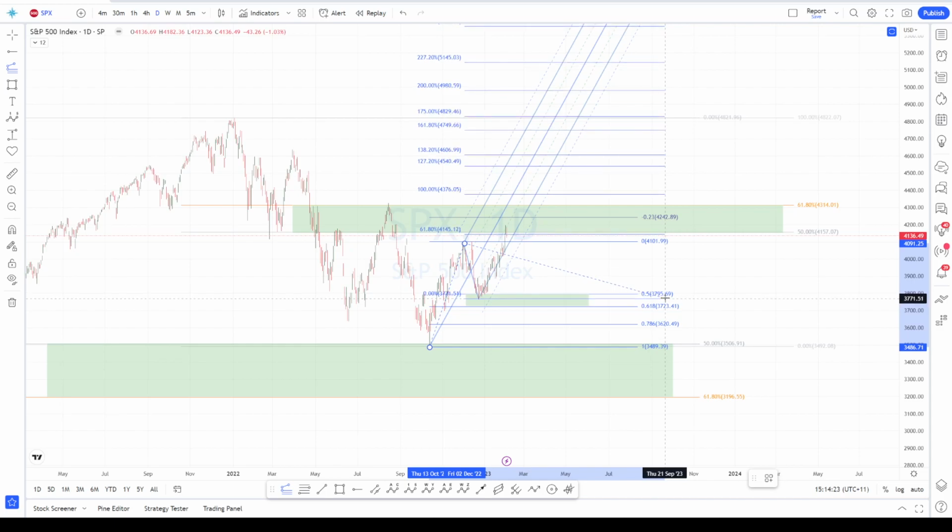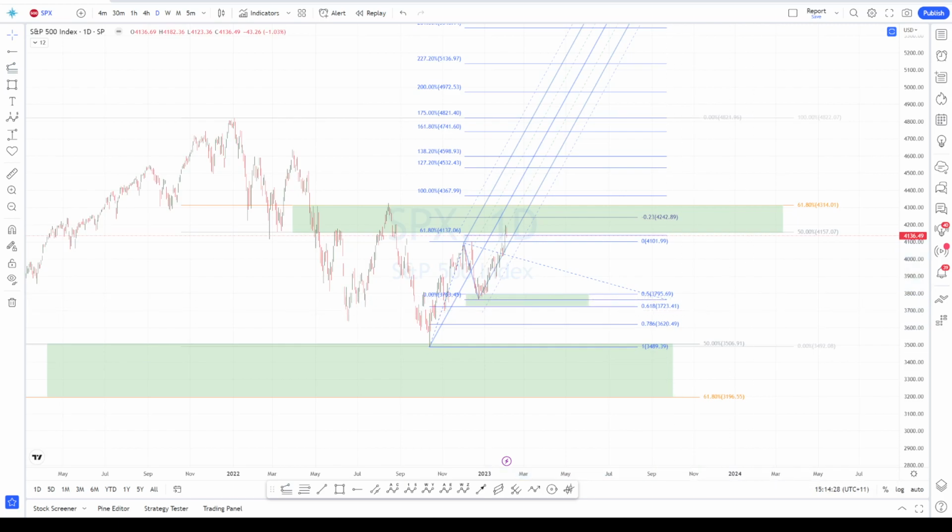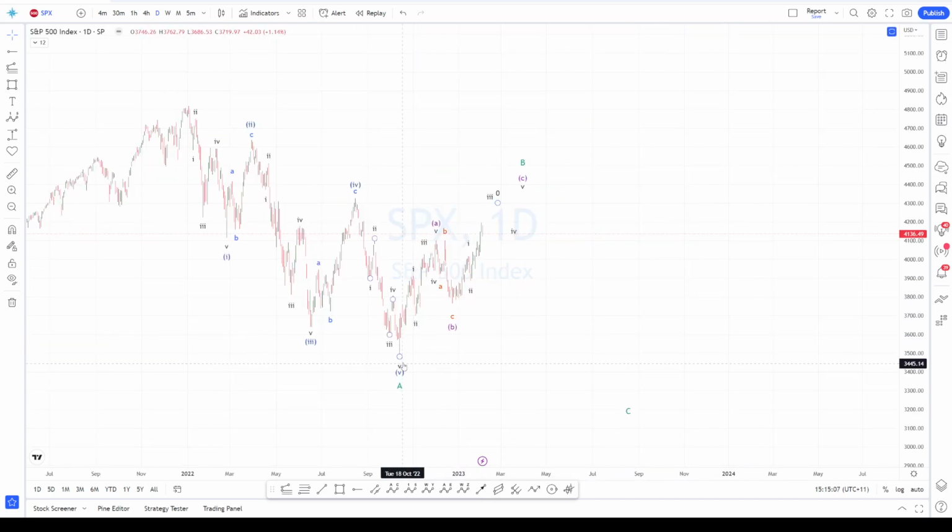Now, I think the 78.6 also lays in there. Yeah, the 78.6% of this move lays in here as well. So you've got all this stuff going on within that zone. And then it looks like you can make the case for an A down here. It looks like you can make 1, 2, 3, 4, 5 up here for an A, B, C down for a B wave, and then we're in the process of putting in another impulse that's going to finish us off the top.